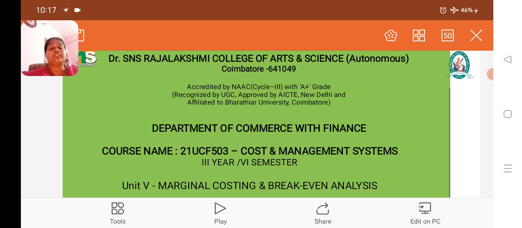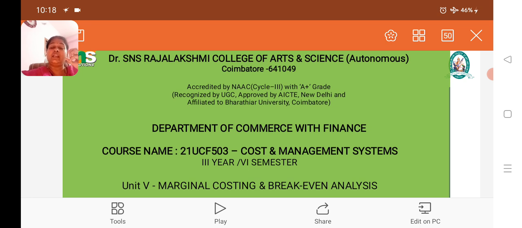What is meant by contribution? Marginal costing calculates the contribution per unit, which is the difference between the selling price and the variable cost per unit. This contribution helps to cover fixed cost and generate profit. So the formula to find out the contribution is: contribution per unit is equal to selling price per unit minus variable cost per unit. Marginal costing is particularly used for decision making such as pricing decisions, make or buy decisions, product mix decisions, and profit planning decisions.